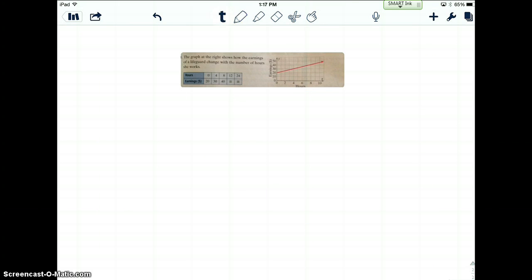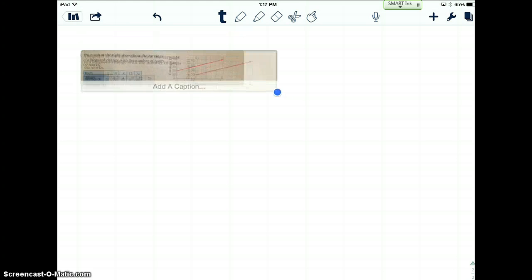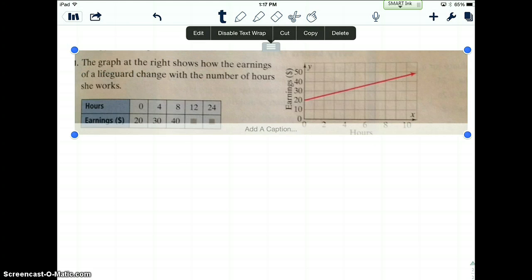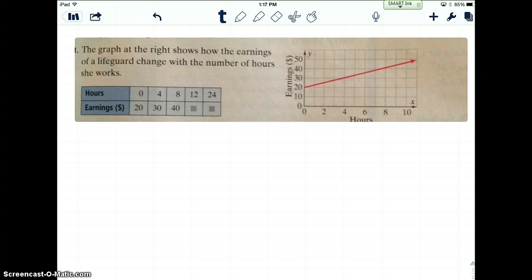Okay, let's look at one more thing. So let's take this a step further. Let's put it into a situation. So let's say we have a graph given to us, and this one I can tell is about the number of hours of something and how much you earn, the earnings. How much you earn an hour. And let's read it out.